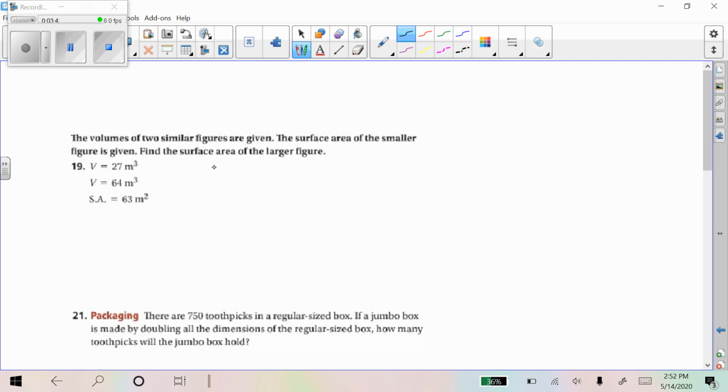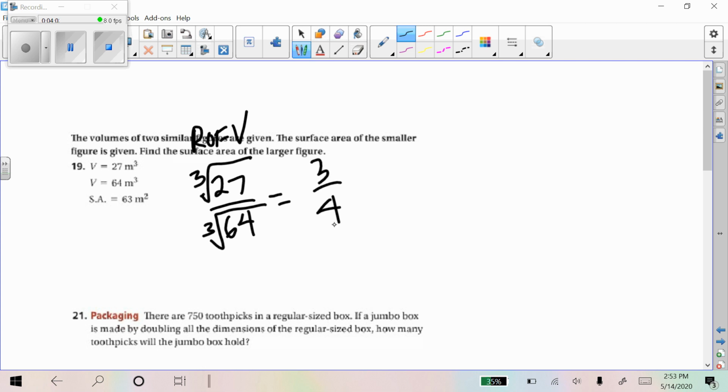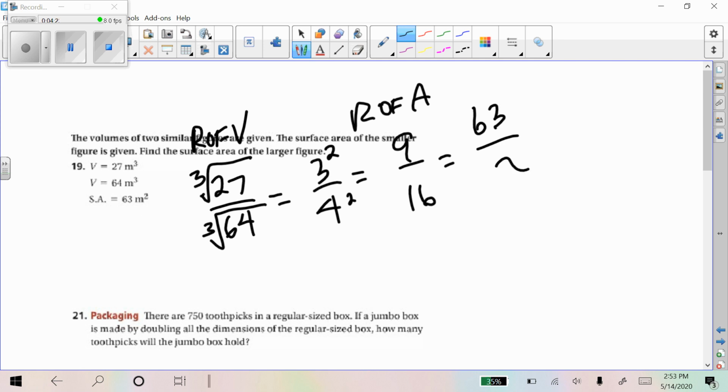The volumes of two similar figures are given. Now this time we're given the volumes. So remember now this is the ratio of the volumes. And if we take the cube root of those, we will get the scale factor. So that's 3 over 4. Now if we square those, that'll give me the ratio of the areas, which is 9 over 16, and we're going to use that in our proportion. It says the surface area of the smaller figure is given, so let's put that up there. Throw an X there. Find the answer.